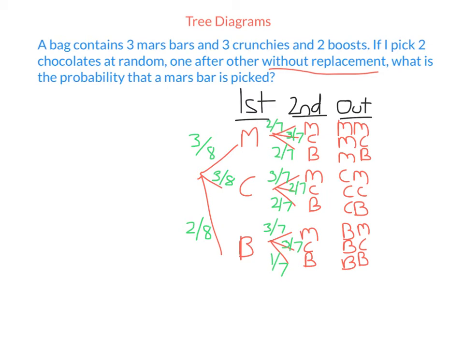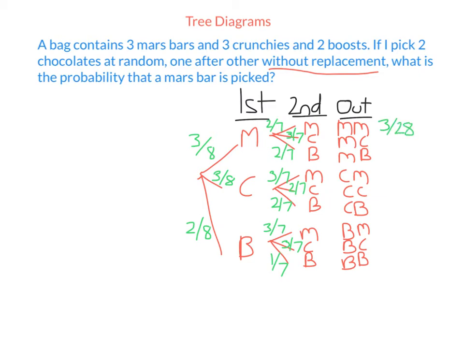So how do I use these numbers on the branches to calculate the probability of each of these outcomes? What I do is multiply. So the probability of getting 2 Mars bars is 3/8 times 2/7. I'm timesing because this is like the AND rule. The probability to get a Mars bar and another Mars bar, a Mars bar on the first go and the second go, I multiply these 2 probabilities together. So 3/8 times 2/7 gives me 3/28.